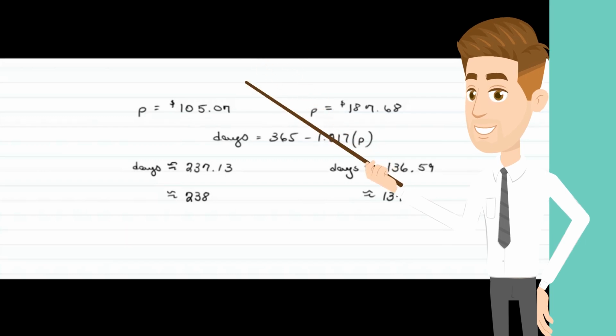Now, the other one was $187.68. If we charge that amount, it would take approximately 137 days for us to break even on this house.